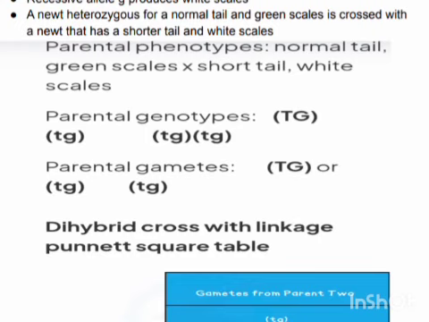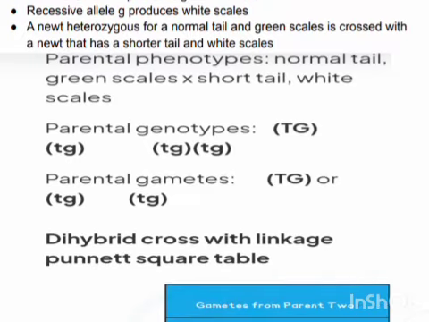Now the other part, another combination, can be tg. Why? Because t is going to give you shorter length tail and g is going to give you white scales. But because that's recessive, that's not going to express, right? And for our short tail and white scales, when we look at the letters given, we can reduce that to tg. Basically our short tail is coming from small t, and small g is for white scales.